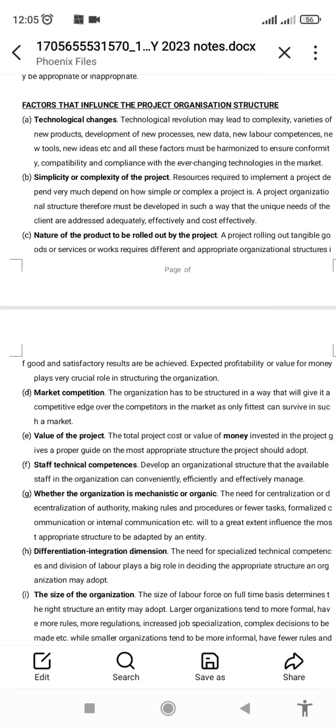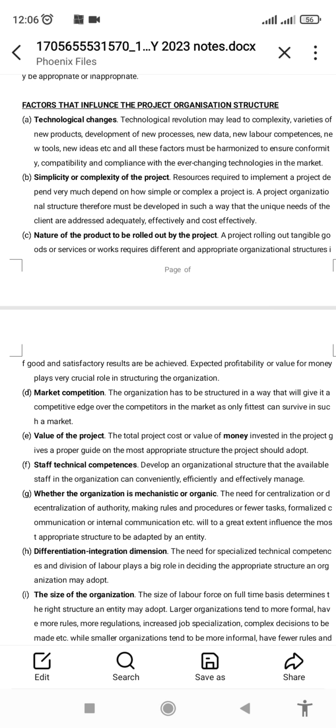Then thereafter, market competition. The organization has to be structured in a way that it will give a competitive edge over competitors in the market, as only the fittest can survive in such a market. Then thereafter, value of the project. The total project cost or value of money invested in the project gives a proper guide of the most appropriate structure the project should adopt. Then staff technical competences, size of the organization, life cycle of the organization, and so many others. So those are the factors that influence project organizational structure.